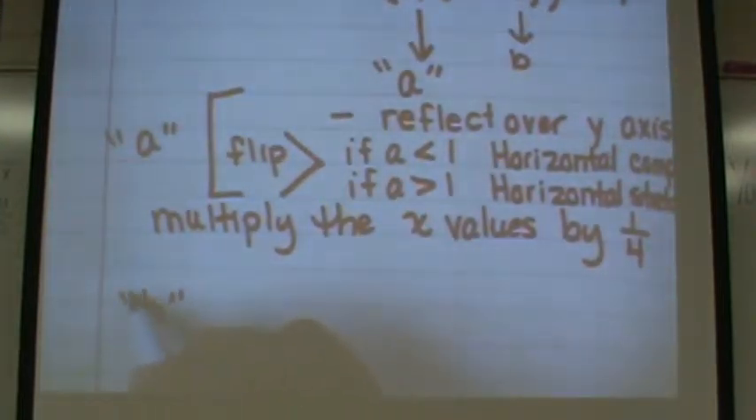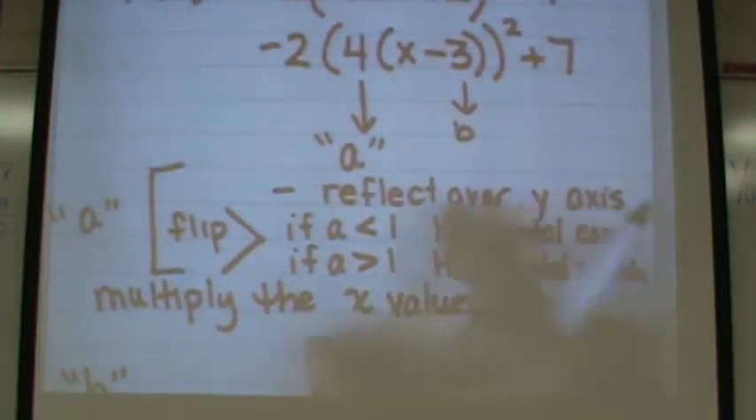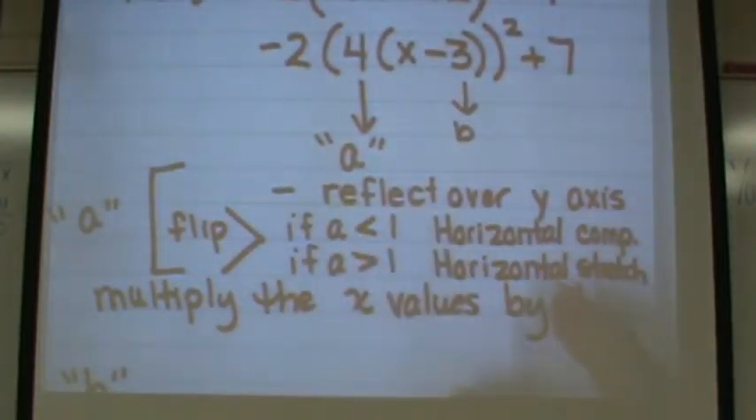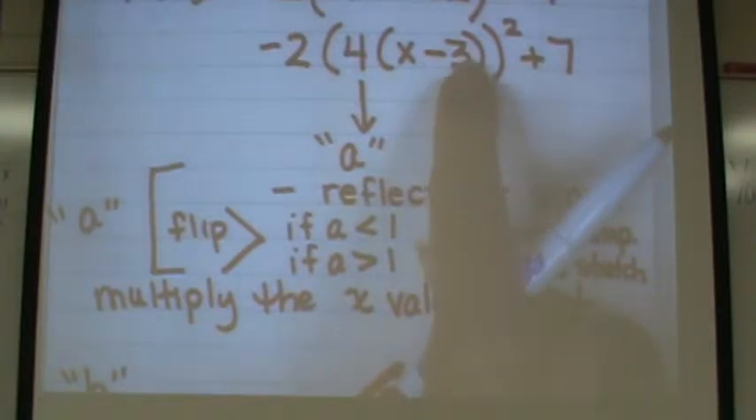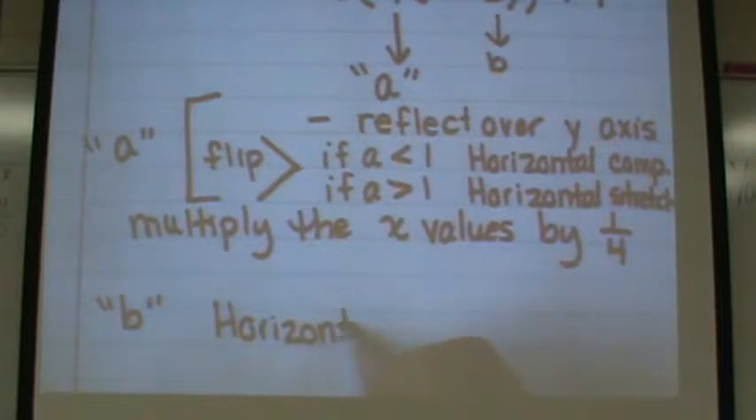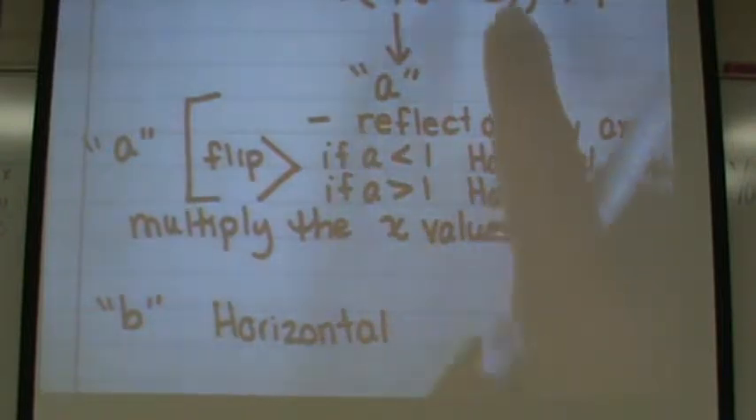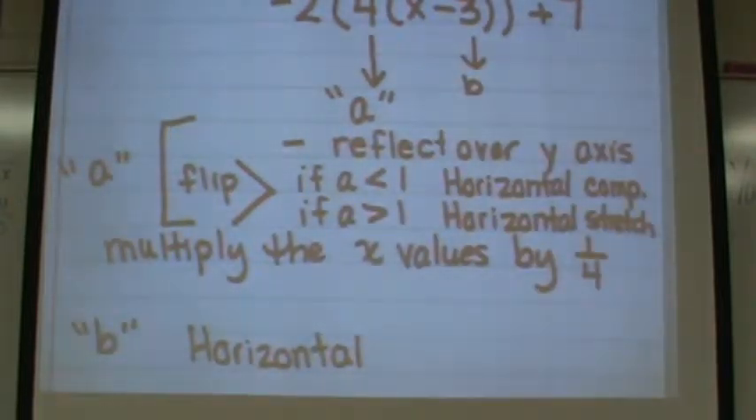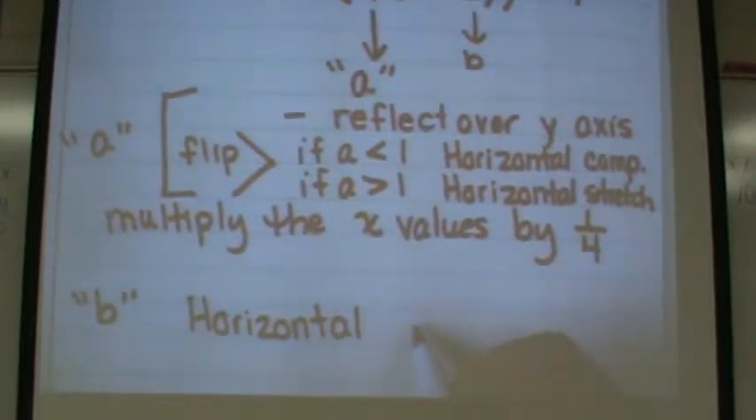What do you do for B? B is going to shift your graph left or right, the opposite of whatever that number is. This is a horizontal shift. So B is going to shift your graph horizontally, it's going to move it left or right. It's the opposite of that number. So you're going to say horizontal, 3 units, right.